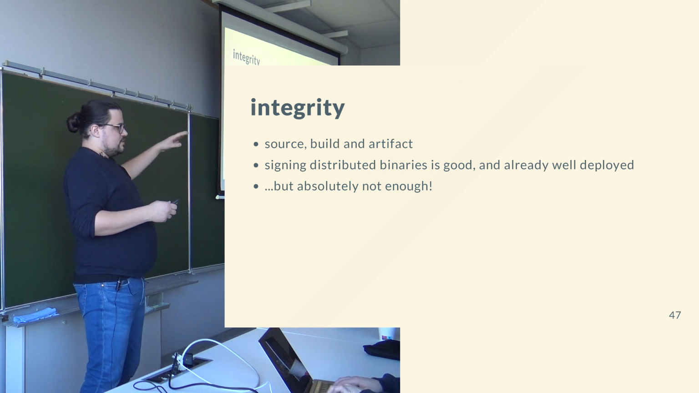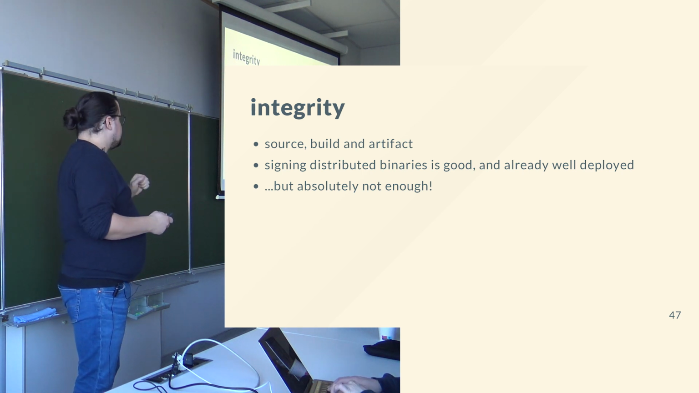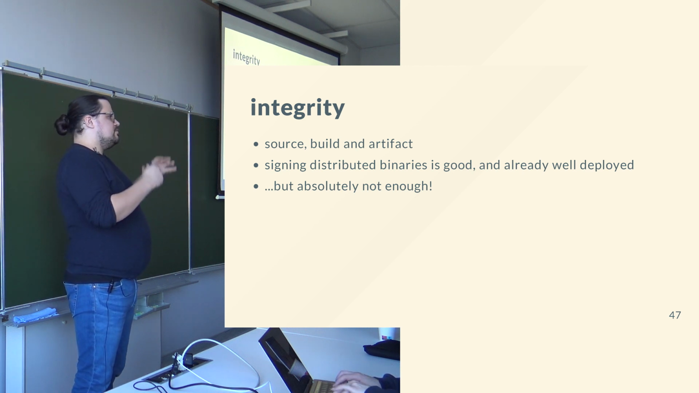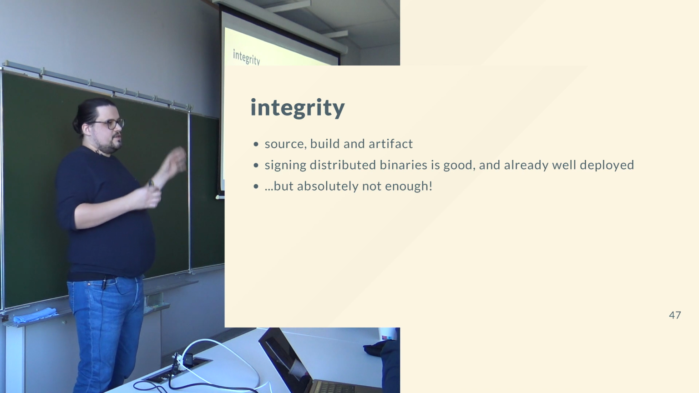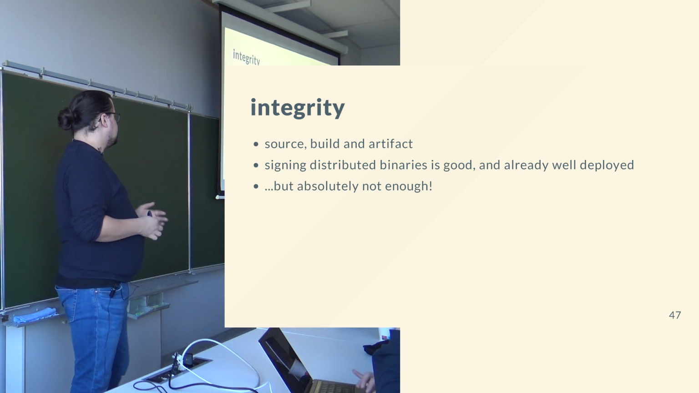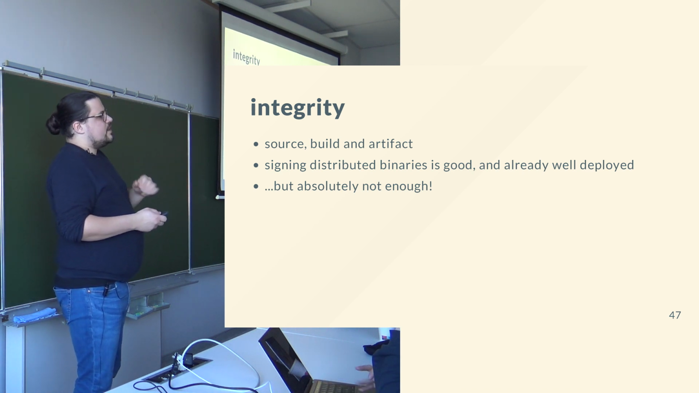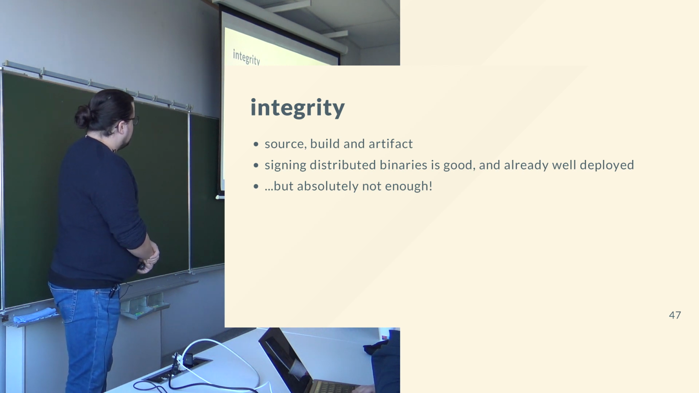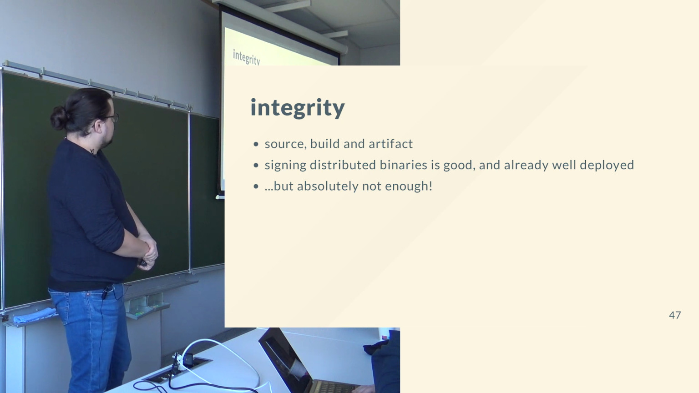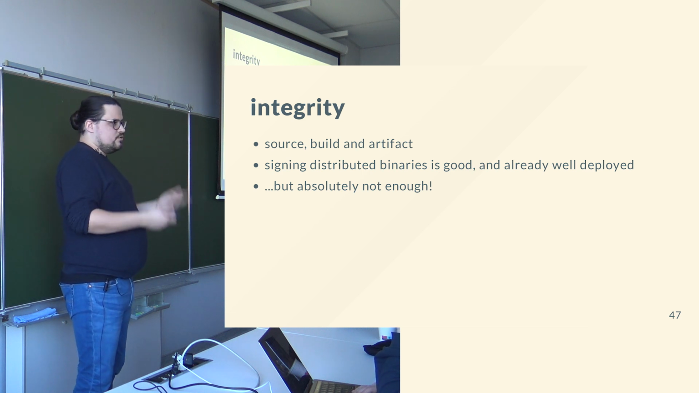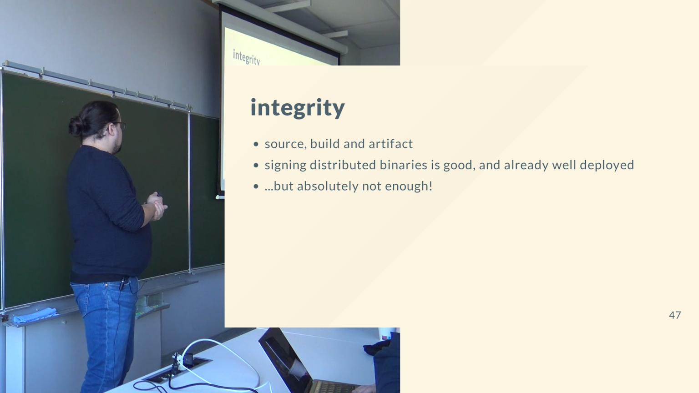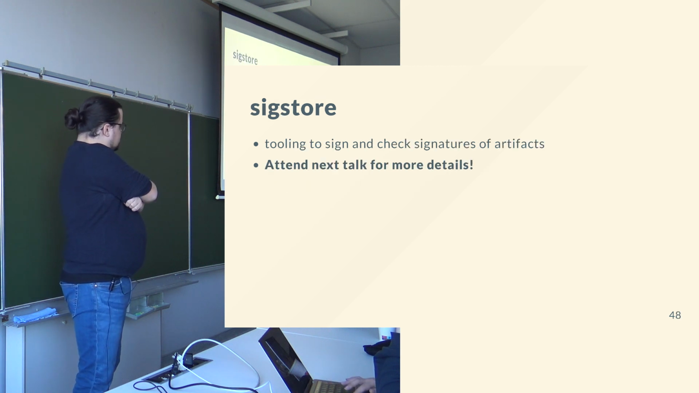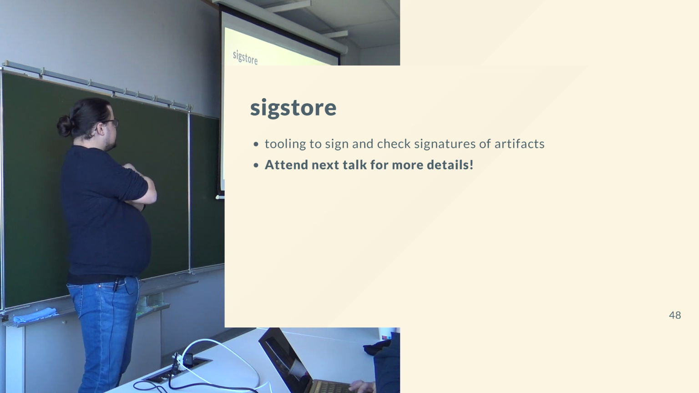So it starts from the sources. We need to be sure we are building from the right sources. We want to be sure that we are building in a safe build environment and with specific tooling versions without vulnerabilities and so on. And we want to sign the artifacts and what we will deploy afterwards. So signing an RPM package is good, but it's absolutely not enough for the current needs. So there are several ways to address this.